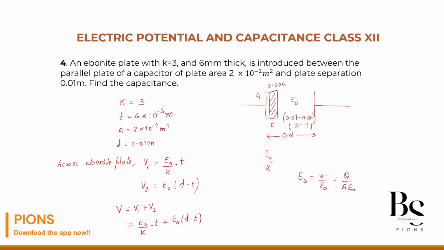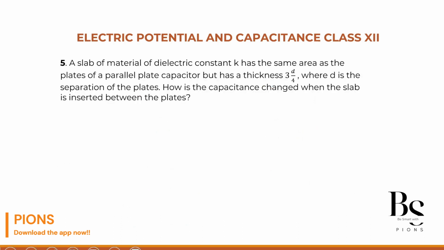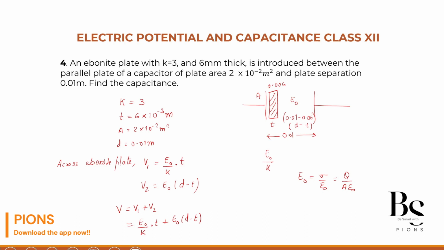We will substitute that in this. So this will become, let me remove this here and let me solve it here only. This expression will become V equals E naught, which is sigma upon epsilon naught K T plus sigma upon epsilon naught D minus T. And what is sigma? Just now I told you, charge upon area.